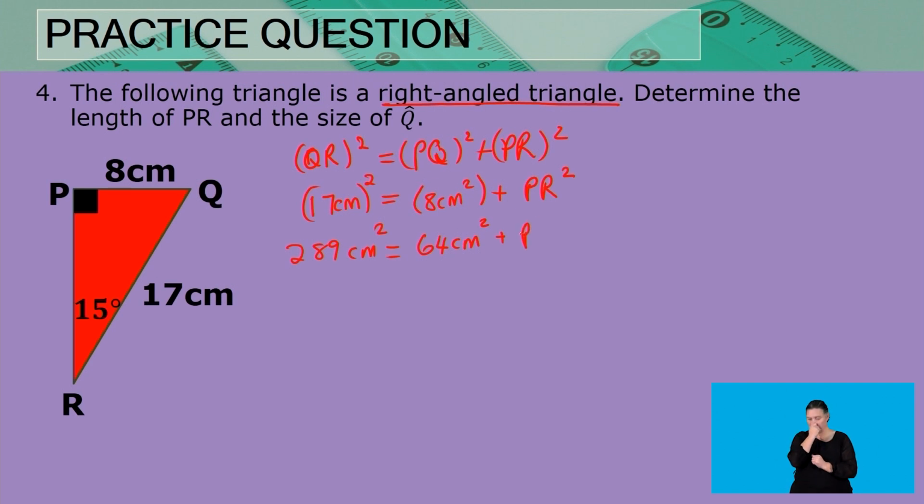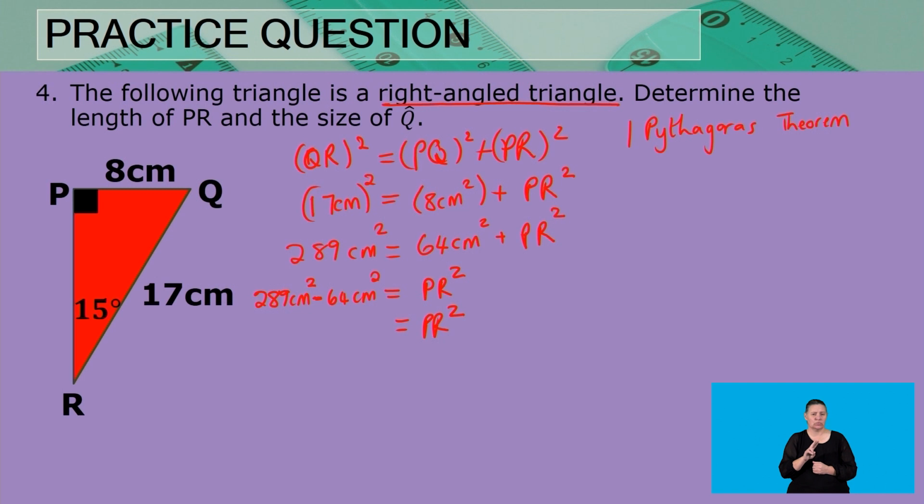And we are going to add this to PR squared. And remember, the reason why we are calculating this is because we are using Pythagoras theorem. And it's very important that we write down our reasons why we are writing such statements. So this is the Pythagoras theorem. Let's continue with our calculation. We are going to use the additive inverse of 64. So that is going to be 289 centimeters squared minus 64 centimeters squared, and that is going to give us PR squared.